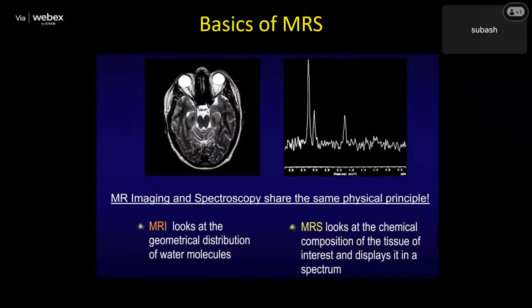So the difference between imaging is image. You have an image and you look at the different structures in the brain or in the tissue and make conclusions about the disease processes. While in spectroscopy, you look at the peaks, you look at the spectrum like this, and then define what type of disease processes are setting up because of the change in the metabolic levels, because of the altered metabolic status in these patients. So this is a basic difference between imaging and spectroscopy.